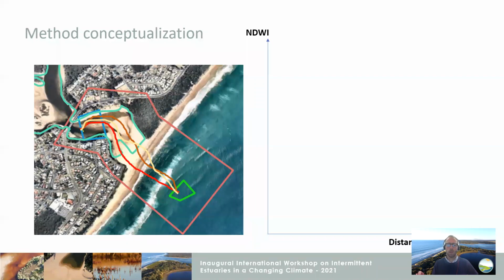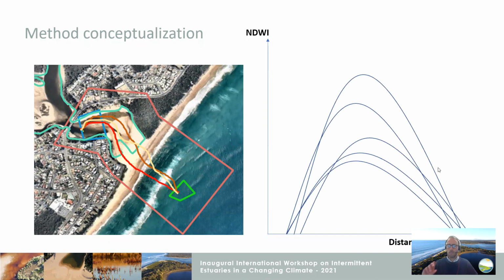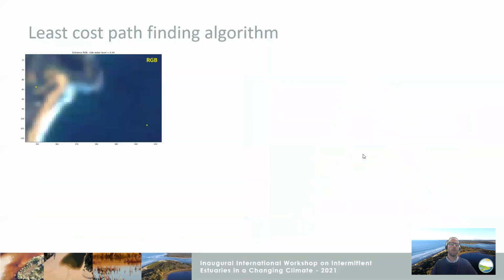So I went to the drawing board, did some deep thinking, and thought, what if for each image we could identify the transect that traces perfectly from a point in the ocean to a point inside the inlet along the inlet channel? We could then extract spectral indices along these transects, and we should get a class separation between open and closed inlet states, right? So I did some deep digging. I think this was actually during the lockdown last year, and I came across this least cost path finding algorithm.